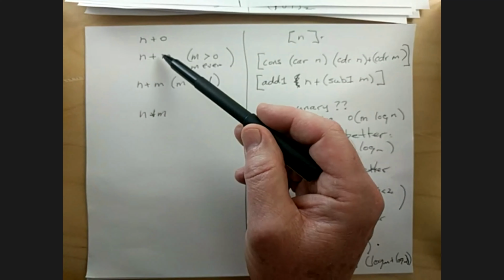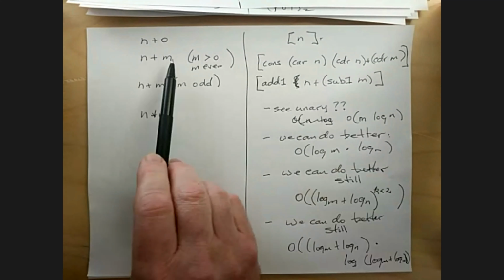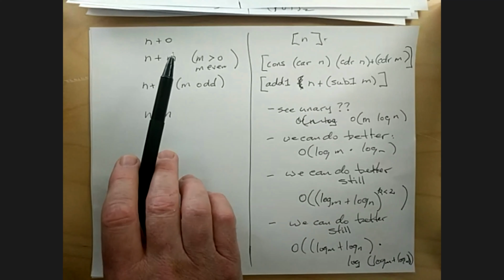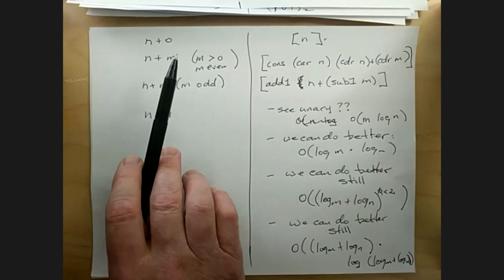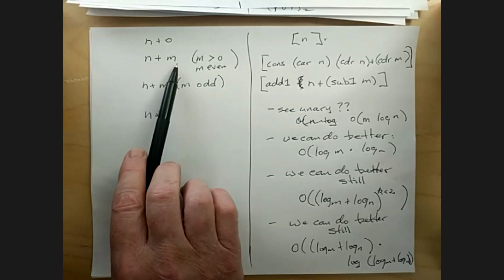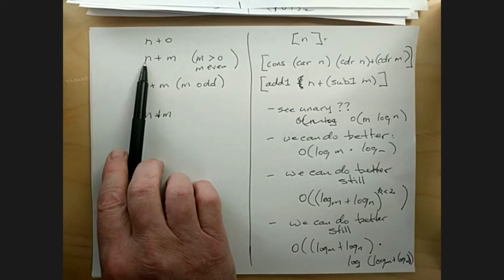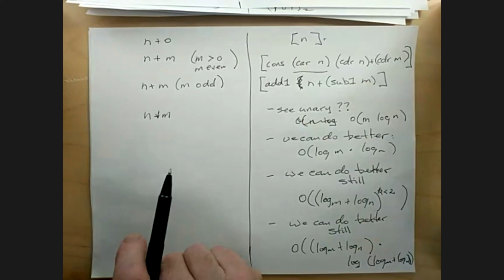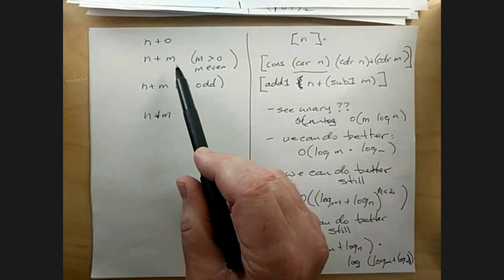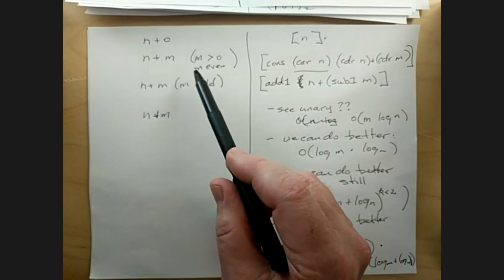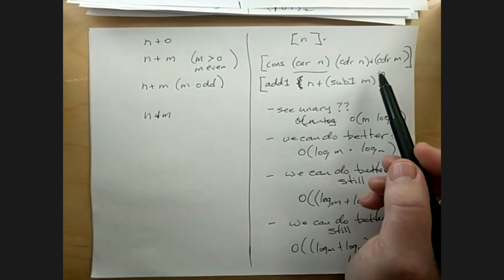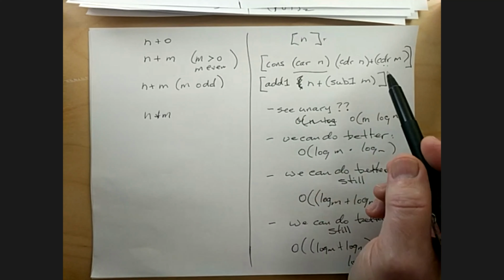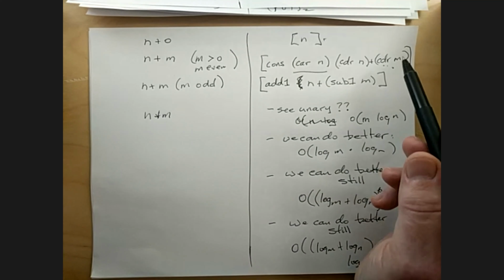But if we're going to add n and m, we're going to have two cases here. If m is even, if we add two numbers and we know that one of them is 0 in the ones column, we know that the ones column will be equal to whatever the ones column was in the other number. And then we know that the rest of the number can be derived just from adding the two critters. We take the 2 digits along and so on up, and we add the critters.